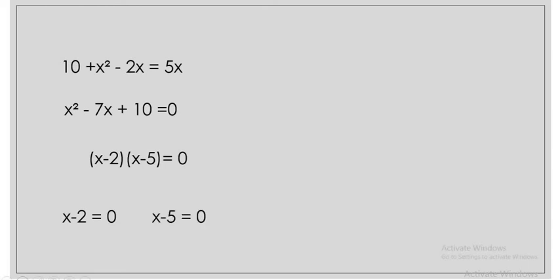Then the additive inverse of negative 2, so our x is equal to 2, and x minus 5 is equal to 0 gives x is equal to 5. So these are the two roots or solutions.